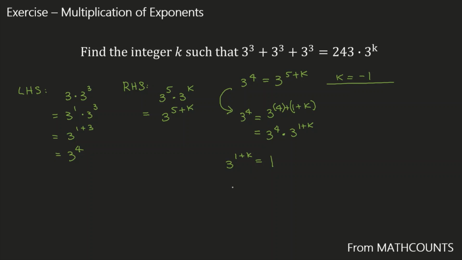Now we know that any number raised to the power of 0 is equal to 1. So these two give us that 1 plus k, the exponent, has to be 0. So 1 plus k has to be 0. And this makes k minus 1. So we have the same answer.